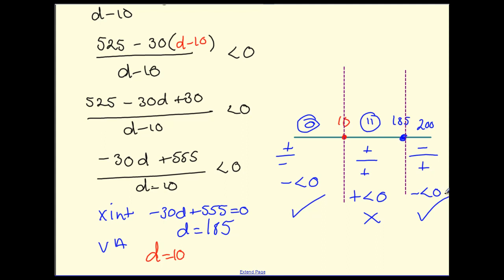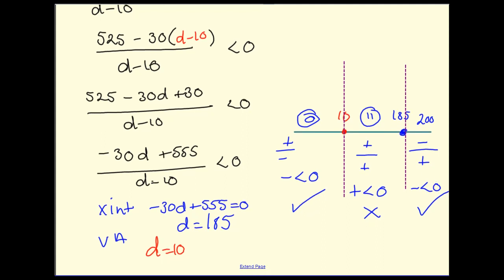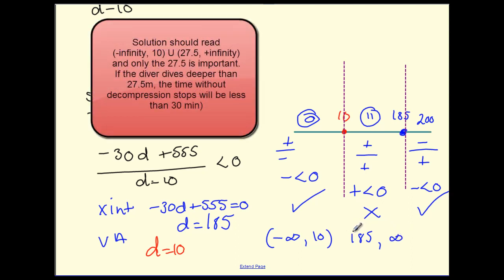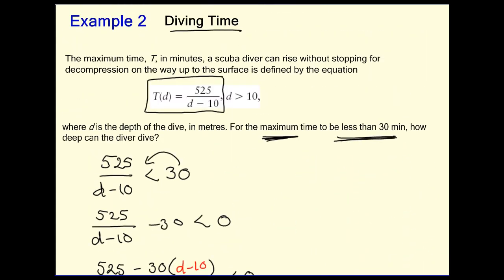That is correct. So therefore, if I'm just looking at this now as a rational function, and then I'm going to go back and relate it to the question, the solution is true from negative infinity to 10, and then also from 185 to positive infinity. And the 185 is an x-intercept, so I need to include a square bracket around that, and a round bracket around infinity.